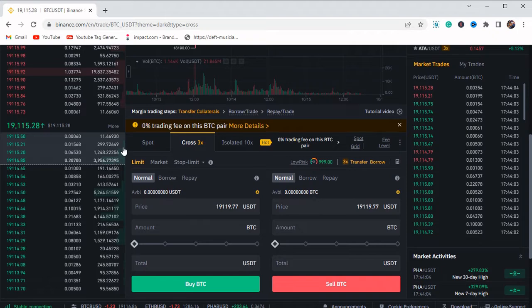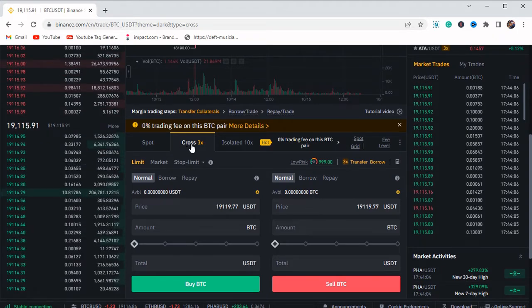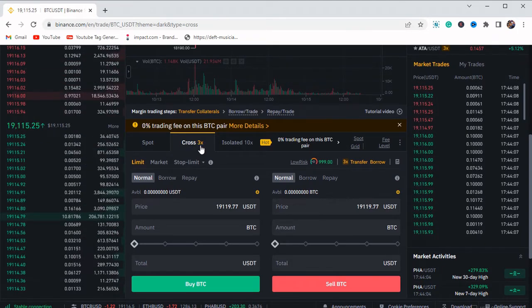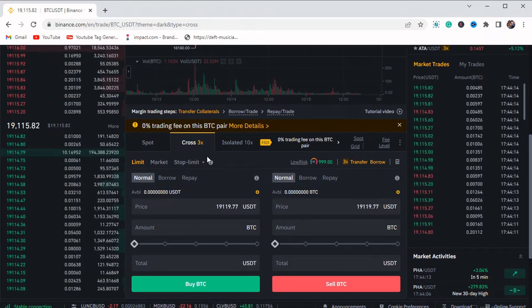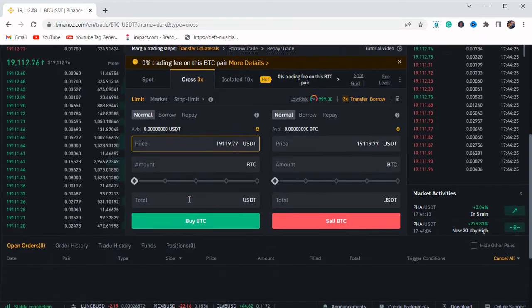Okay, so at first I told you guys to add the indicators. Once you add the indicators, you click on the cross here, then you see times 3, which means they are going to multiply our position times 3. Like when we deposit the money, we'll get a cross margin of times 3. Don't trade isolated. Don't trade isolated margin. We are going to be trading cross margin alone.